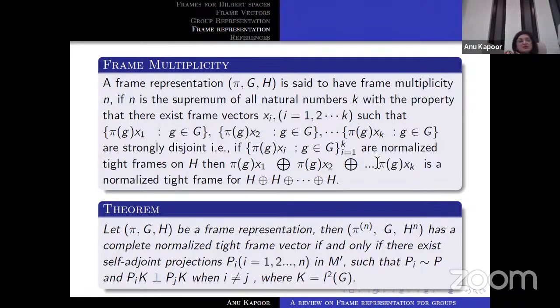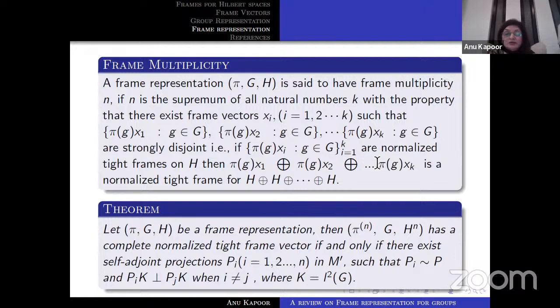What is frame multiplicity? It is this: the natural number n, the supremum of all natural numbers k, with the property that there exist frame vectors xi such that {π(g)xi}, g belonging to G, are strongly disjoint. Strongly disjoint means each of them separately is a normalized tight frame, and jointly they form a normalized tight frame for H direct sum H direct sum H. Here it does not mean direct sum, it is just n copies of H.